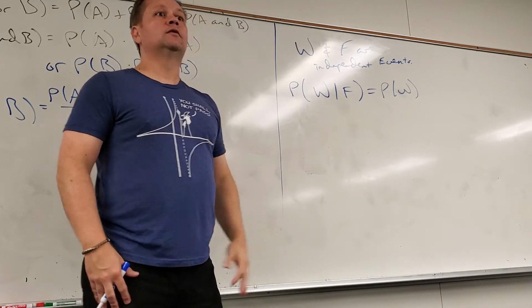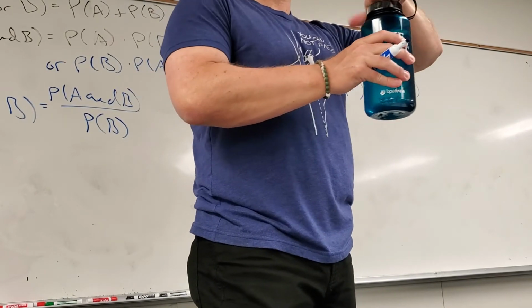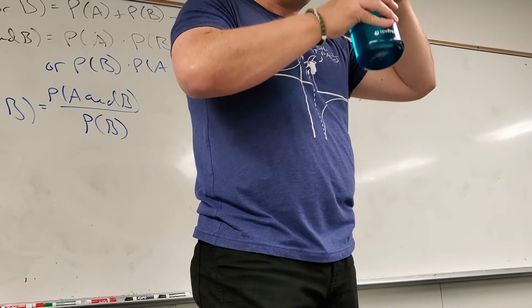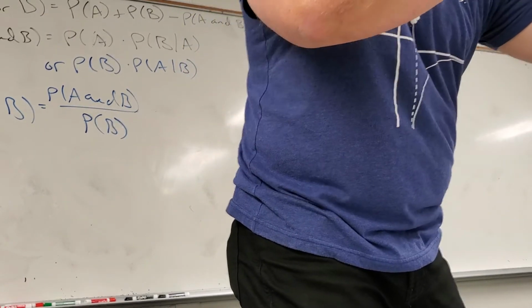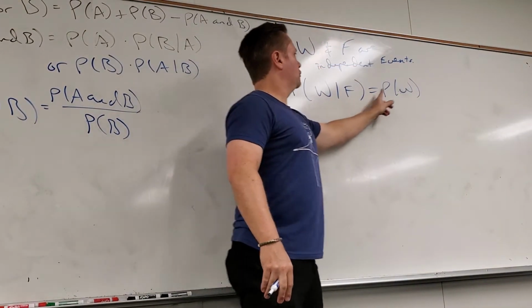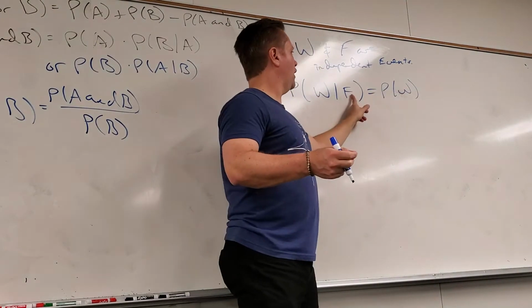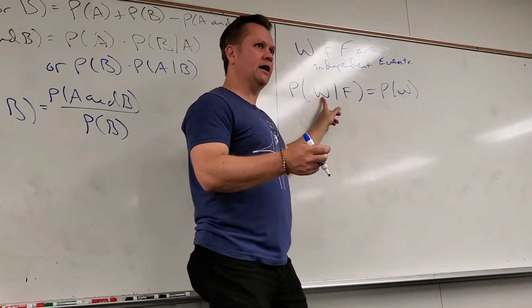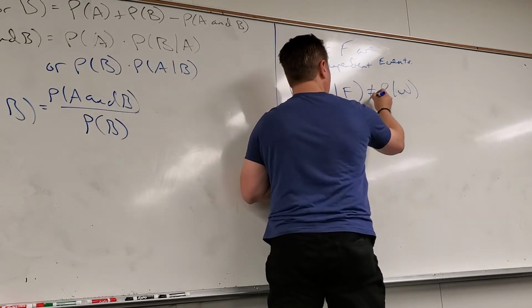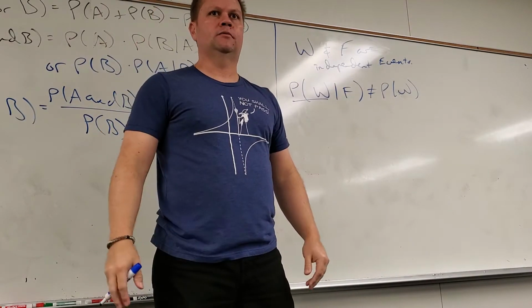I like it. Yes? Wait, so if you had the same thing, like the probability of W and F, and then it equals the probability of F... So this is going to get freaky. Exclusive. You're right. No. If the probability of W given F equals anything other than this, that means F happening affected this guy. Does that make sense? If the probability of W is not the same once F happens, they are dependent.